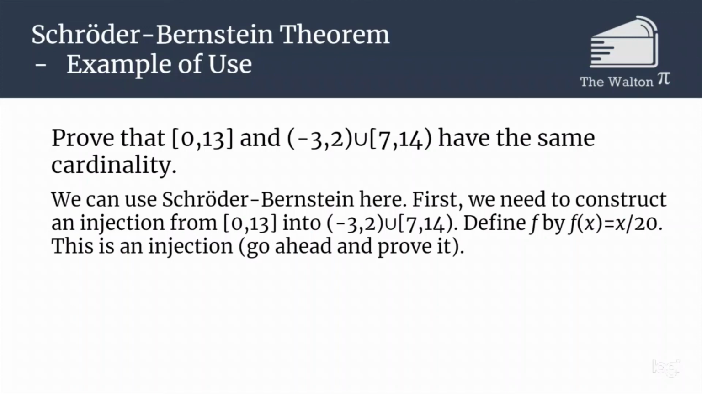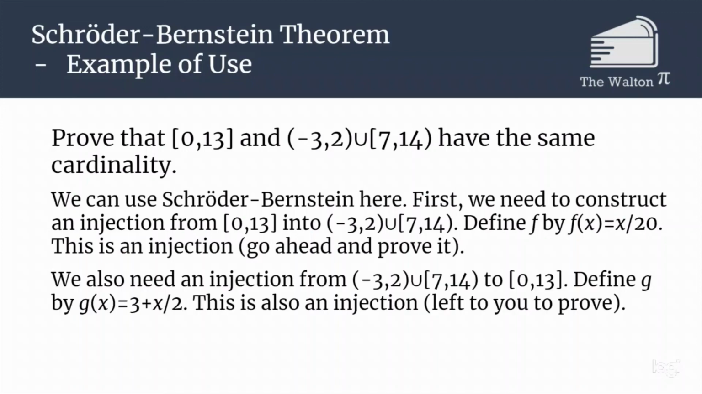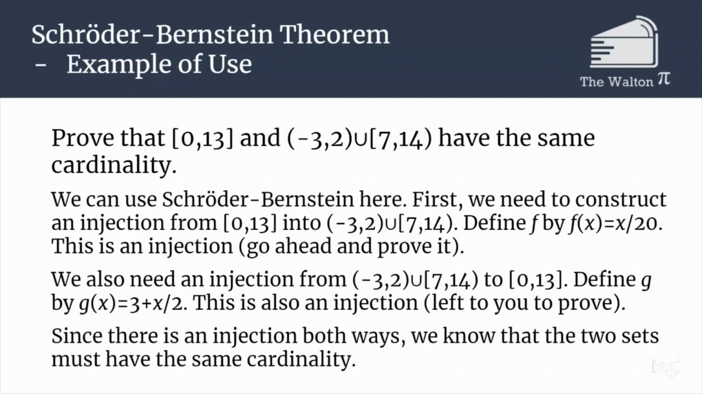Now, if we can construct a second injection from our two intervals into the interval from 0 to 13, that's also going to show the second piece of the Schröder-Bernstein. If we define that function to be 3 plus x over 2, that is also going to be an injection. Now that we have these two injections, that tells us that there must be a bijection between the two, and that tells us that the two sets must have the same cardinality.